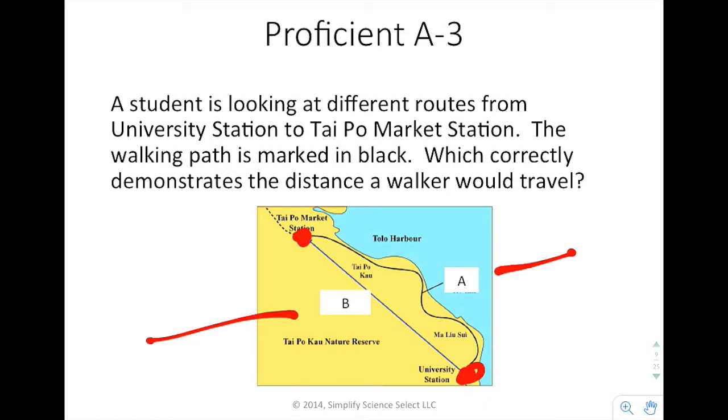Point A represents the path that the walker can travel. So it's kind of a winding path. You can assume it's following a road. That would represent the distance. That's the total length traveled. It's what you actually walk. This B term is the shortest distance between the points. That ends up being displacement, and we'll talk a little bit more about that in just a minute.